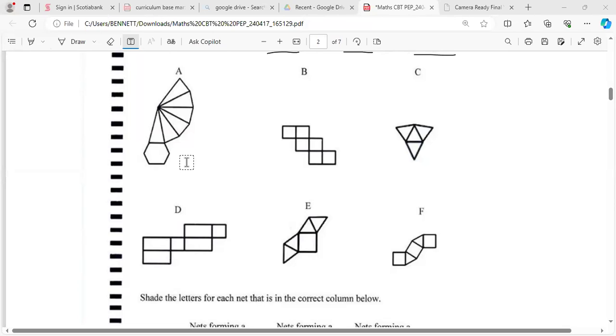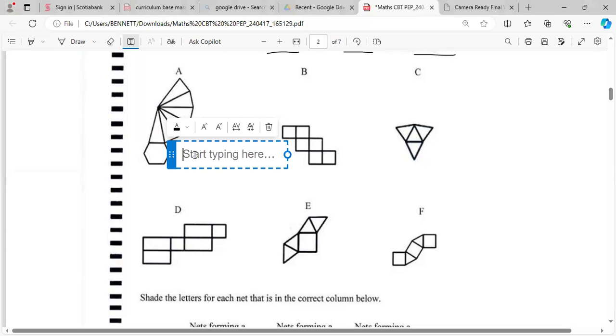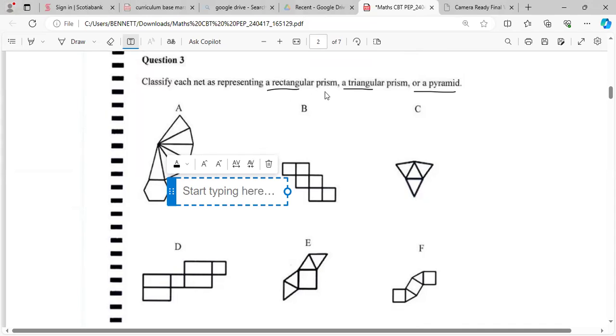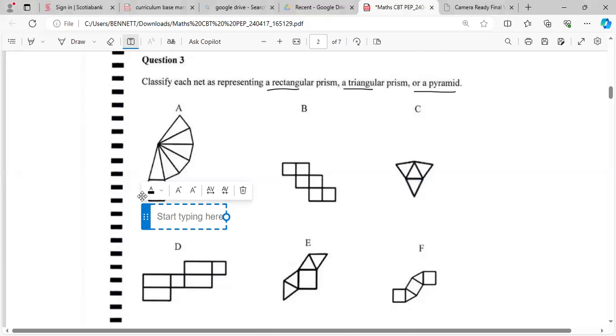Okay, sir. So for A, sir, am I supposed to use the table or just write it? Just give me whether it's a pyramid. You can see the options. So you must just give me whether rectangular prism, triangular prism, or pyramid. We're not going to use the table. Just for convenience. We won't use it, all right? Okay, sir. We're just going to literally label each one of them.